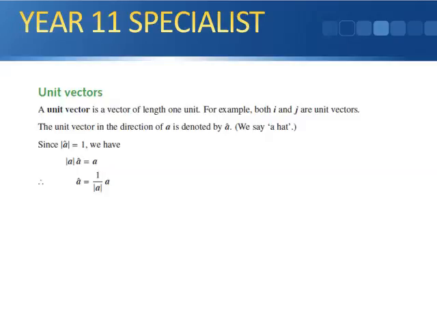Unit vectors. A unit vector is a vector of length 1 unit. For example, both i and j are unit vectors. A unit vector in the direction of a is denoted by a with the witch's hat, and we say it's a hat. Since the magnitude of a hat equals 1, we have the final thing: the unit vector will be a divided by the magnitude of a.